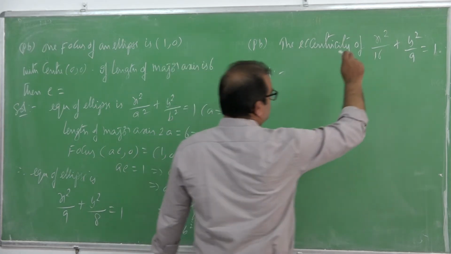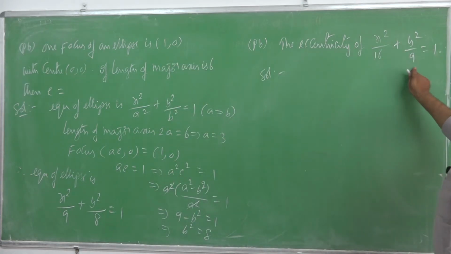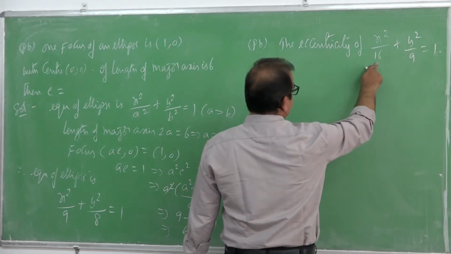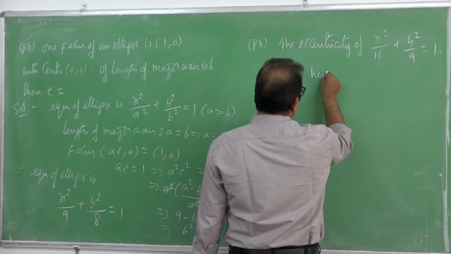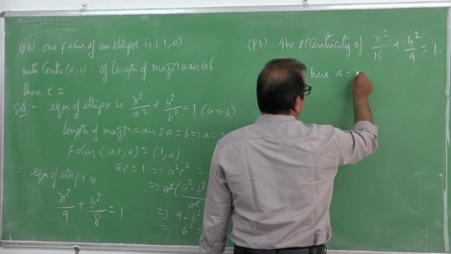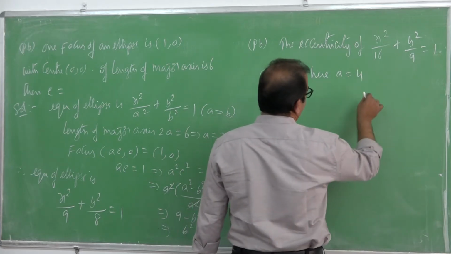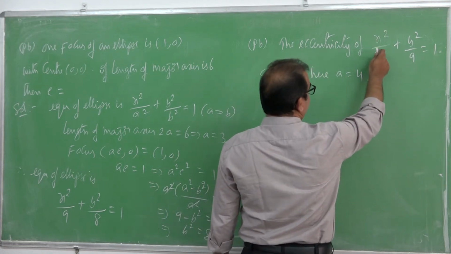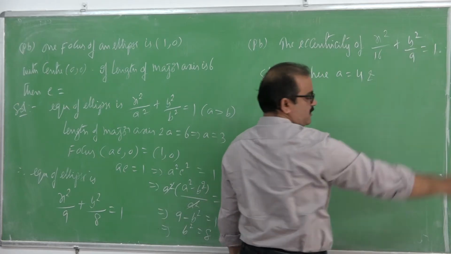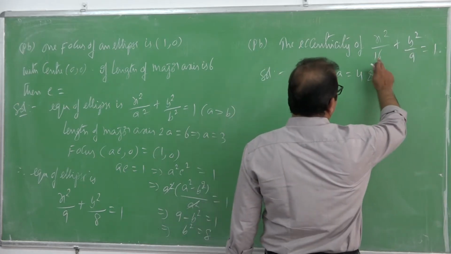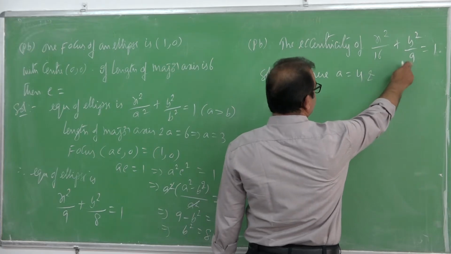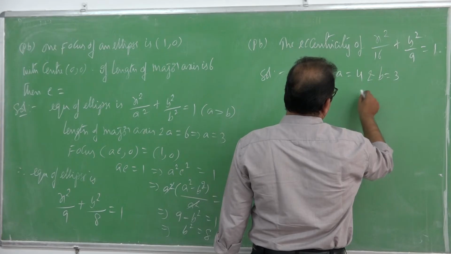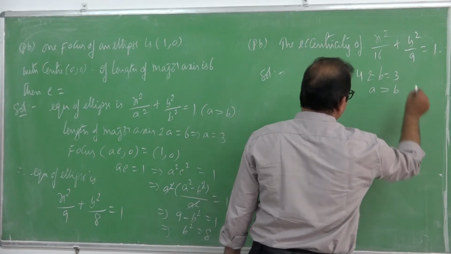First, we check whether a is greater than b or a is less than b. What is a square here? a square is equal to 16, so a is equal to 4, and b square is equal to 9. Compare with the standard form x square by a square plus y square by b square is equal to 1. a square is 16, b square is 9, then b value is 3. Here a is greater than b.